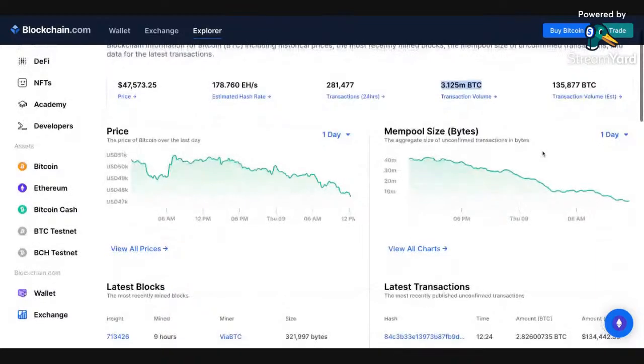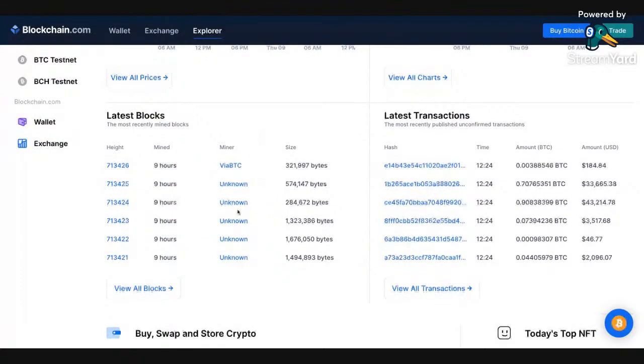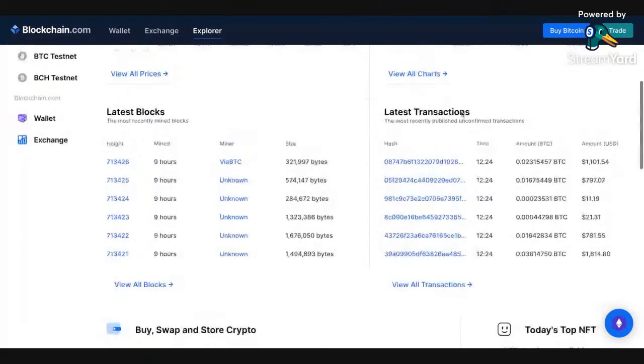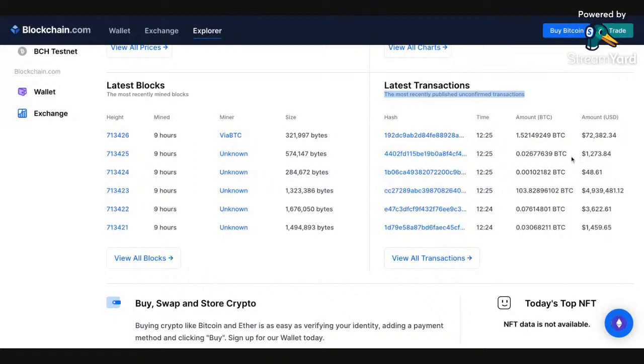You can see the price, recent blocks, latest blocks. This is blocks, like I told you. Blocks are added every 10 minutes. Look at the various blocks that are done. Look at the latest transactions. They are always added here. Look at the keyword: it says the most recently published unconfirmed transaction. You can see that even as I'm here, it's still adding up. These are the unconfirmed ones.